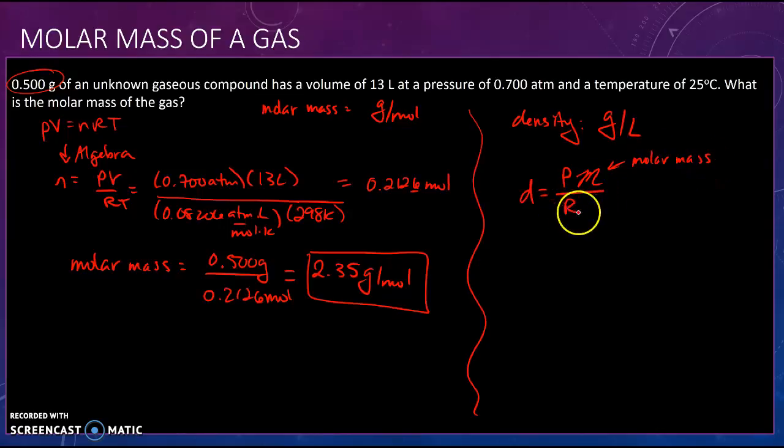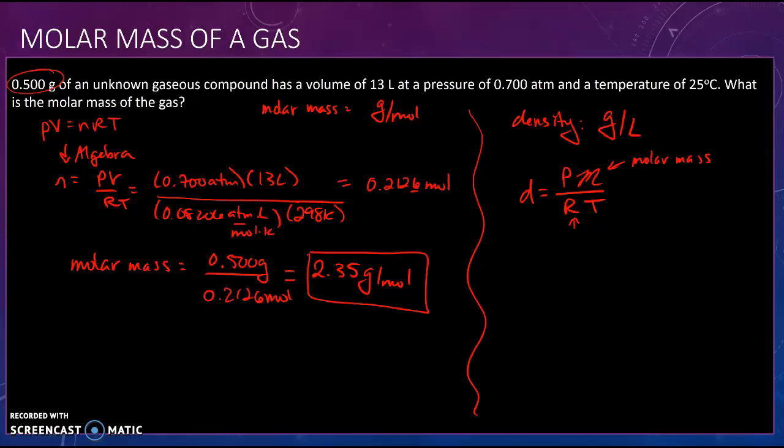and R times T. So again, this R here, you want to watch that. If your density is in grams per liter, your pressure is in atmospheres, and temperature is in Kelvin, the molar mass has moles, you can use the 0.08206. If, however, you have a different volume in your density, like cubic centimeters or cubic meters or whatever, you're going to have to adjust R to have the correct unit of volume.